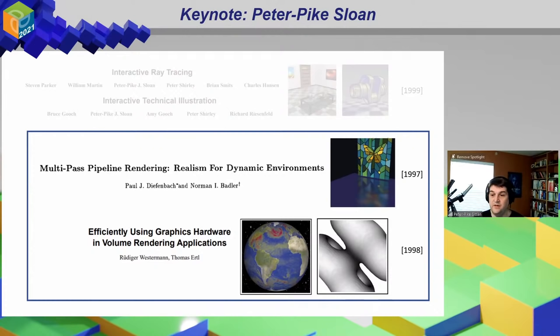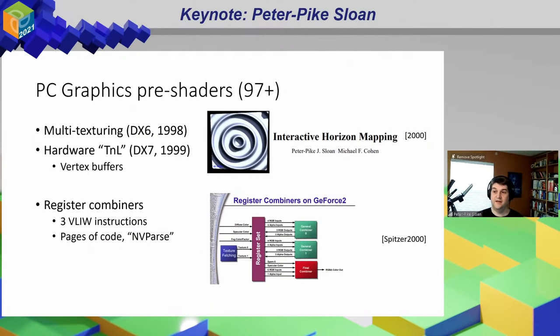The PC GPUs were starting to come out in the late 90s, about the time these papers were out. I think there's sort of this era pre-shaders that, looking back, I don't have that many fond memories of. It was a pain to wire up for multi-texturing or these register combiners, which are basically three instructions that were the pixel shader at the time in the GeForce 2. This is a slide from John Spitzer, but to specify those three instructions, you had to write probably two pages of code wiring up all these parameters in this API.